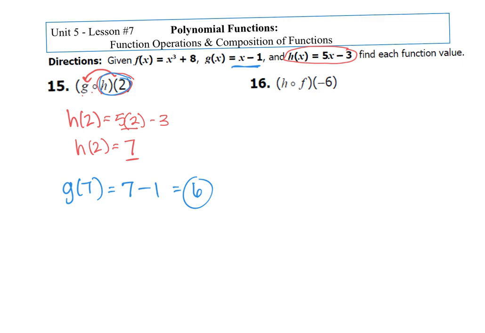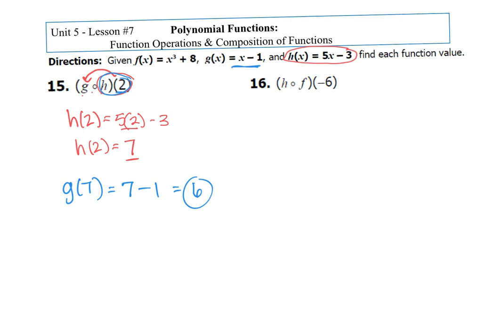It's a number value. We always get a number answer once we put a little number inside the parentheses. When x is in the parentheses, our answer is in terms of x. When we have a number, we're going to get a number answer. So that was pretty simple. Let's look at number 16.